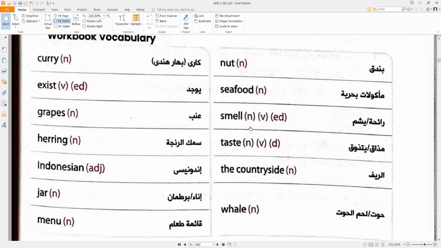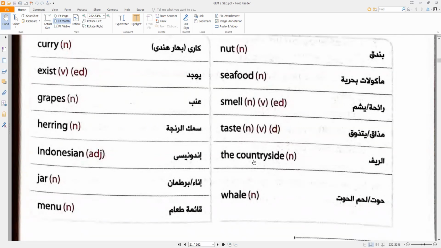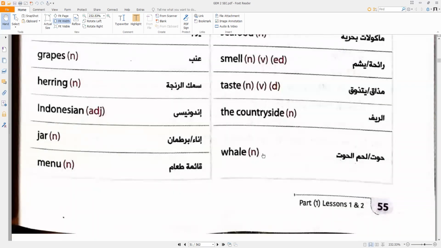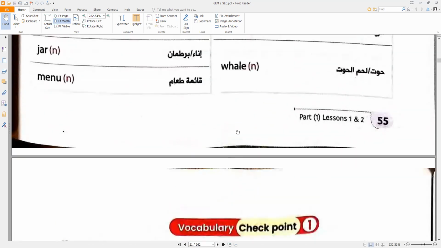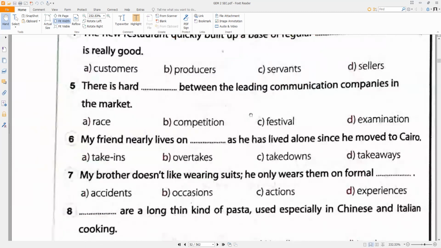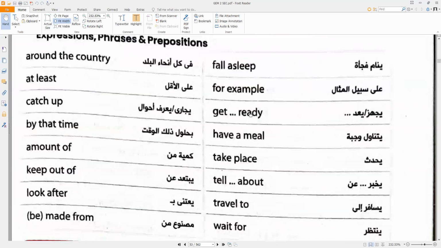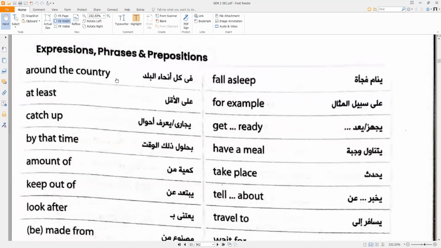Seafood. Smell, noun or a verb. Taste, noun or a verb. The countryside. We live in the countryside where everything is peaceful. Well, I think maybe all the words are very easy, not all of them very difficult. Expressions, phrases, and prepositions, they are the most important for you to study.